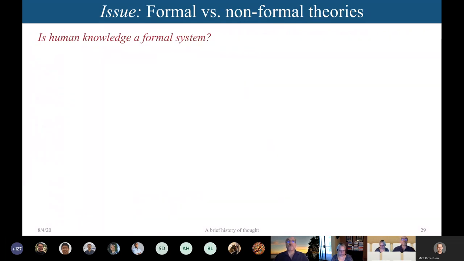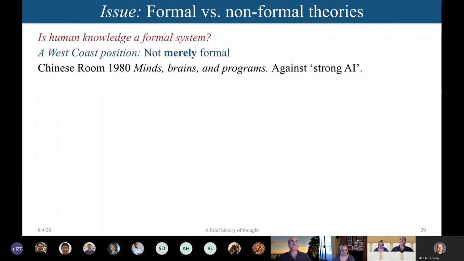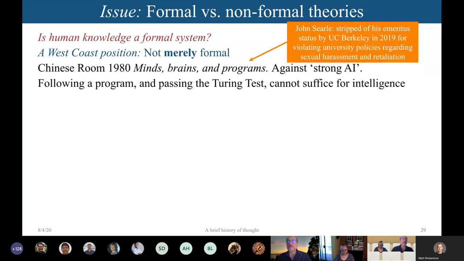Another argument concerning the formality of cognition is the famous Chinese room thought experiment. This is a thought experiment that takes issue with the strong AI position that following the right kind of program, like one that passes the Turing test, is sufficient for a system to have human-like understanding and intelligence. I've omitted the name of the author, John Searle, because sadly, his fame came in part at the expense of his students, some of whom were driven out of the field by sexual harassment, for which UC Berkeley stripped him of his status as emeritus professor in 2019.